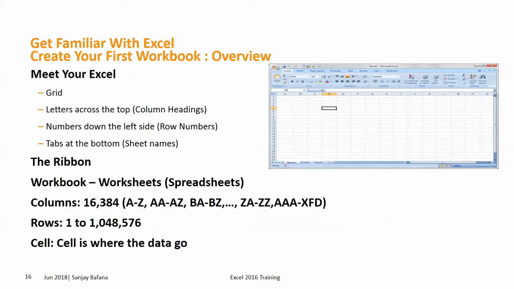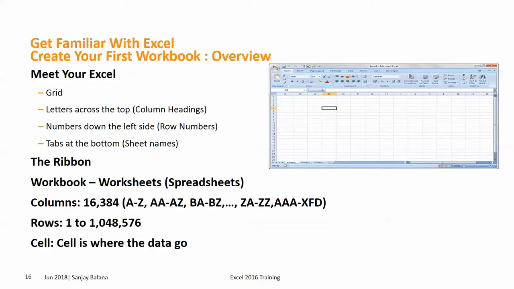You might have wondered how many cells your Excel can have. So here is some data. There are a total of 16,384 columns, and the columns are named with letters A to Z, then it starts with AA to AZ, then BA to BZ, and the last column name is XFD.